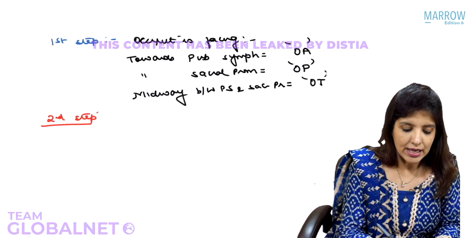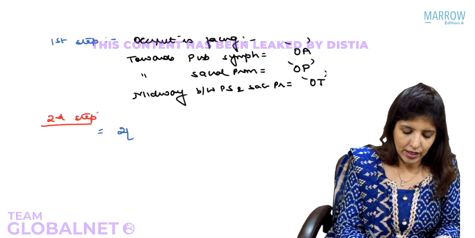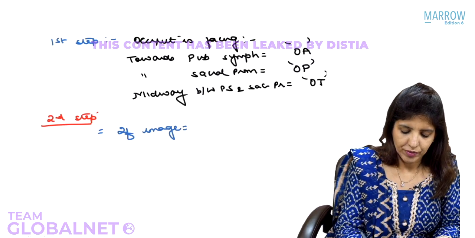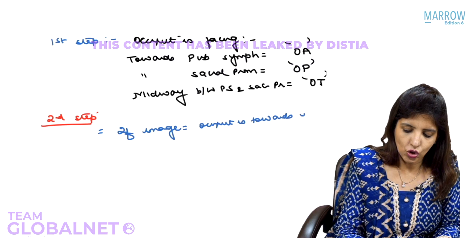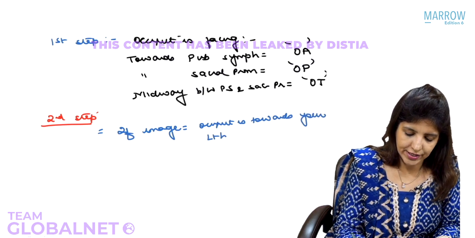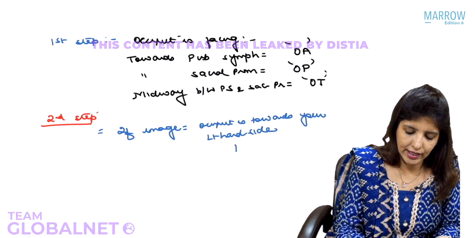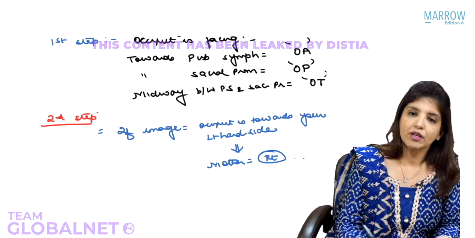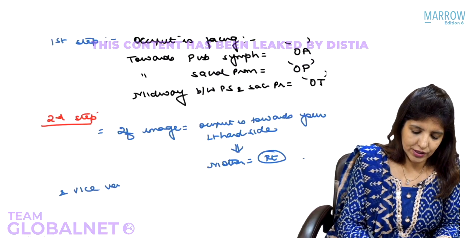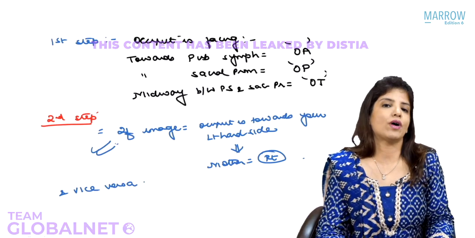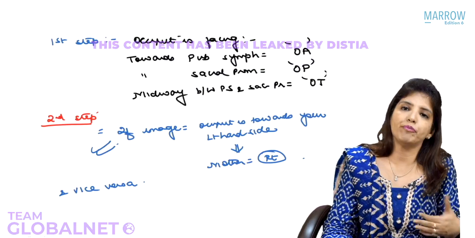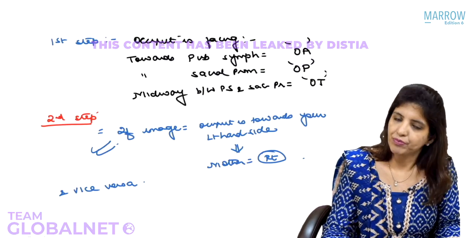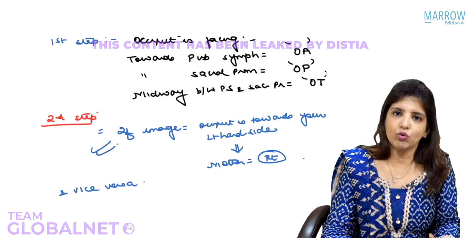That's the first step. Second step is, if in the image, occiput is towards your left hand side, then in the mother it will be right, and vice versa. So that's the only thing which you have to remember. Whatever it is showing in the image, it will be opposite towards that in the mother, right? Till here it is clear to all of you?